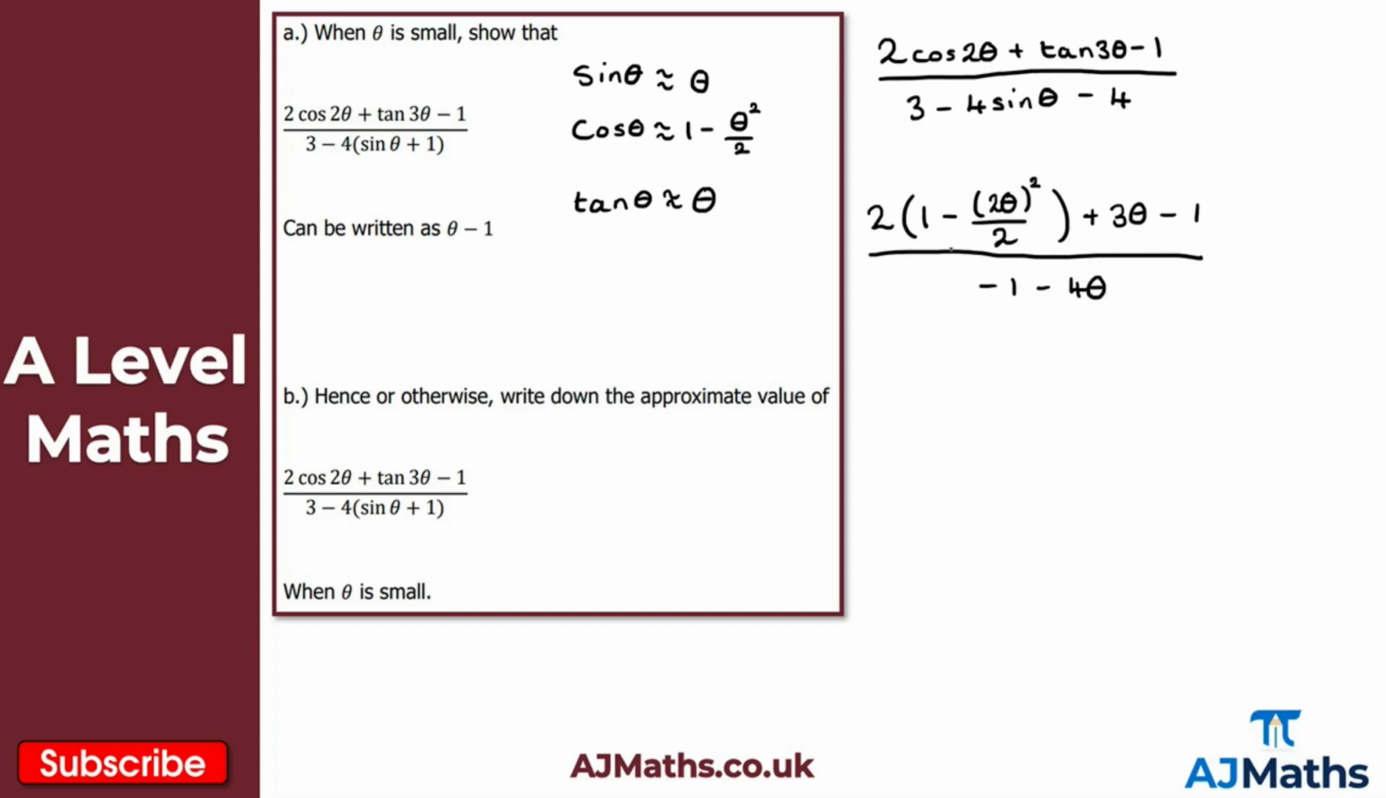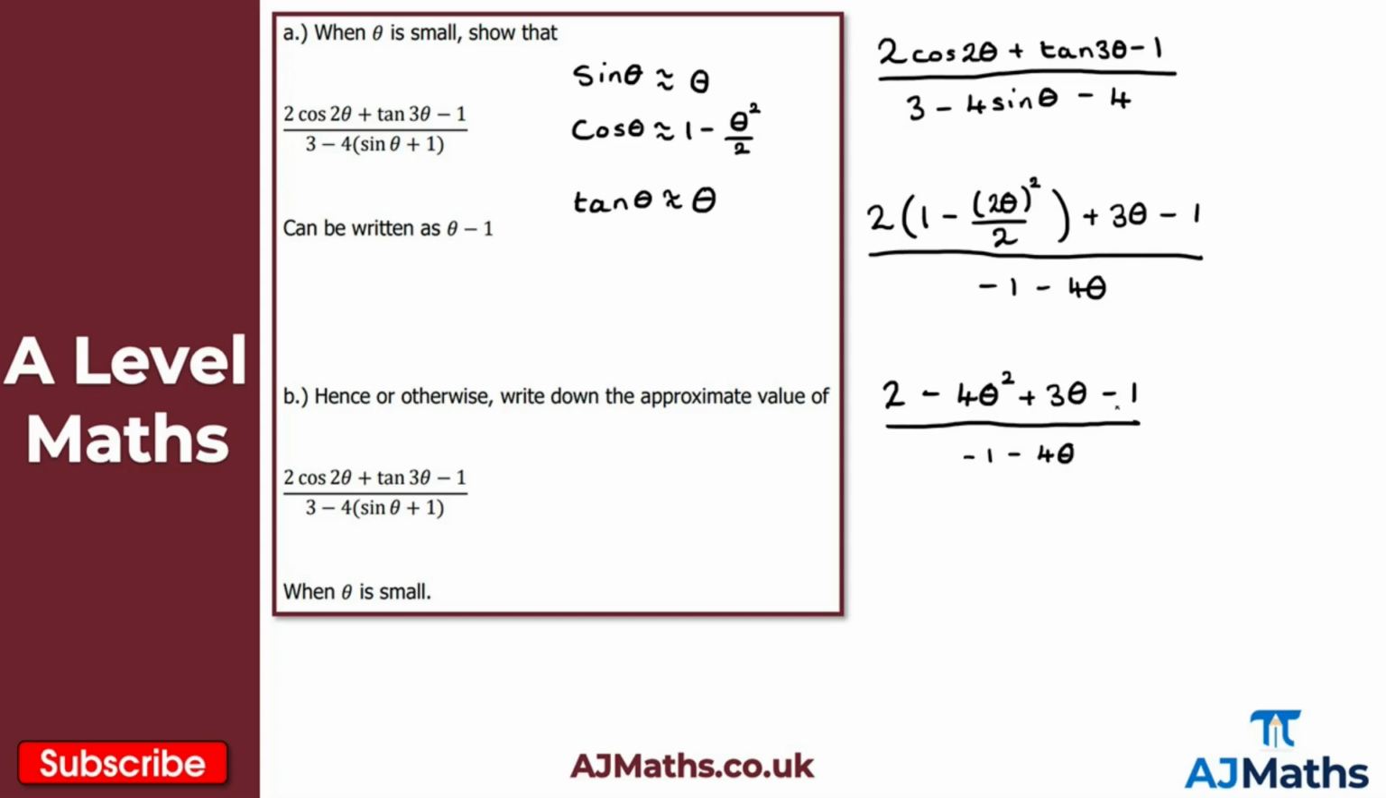Okay, so now let's simplify my numerator. 2 times 1 is 2. Then I've got 2 theta all squared, so that's going to be 4 theta squared over 2, which would be minus 2 theta squared. We then times it by 2 and get minus 4 theta squared. We then have plus 3 theta, minus 1. That's all over minus 1 minus 4 theta. We can't simplify the denominator here.